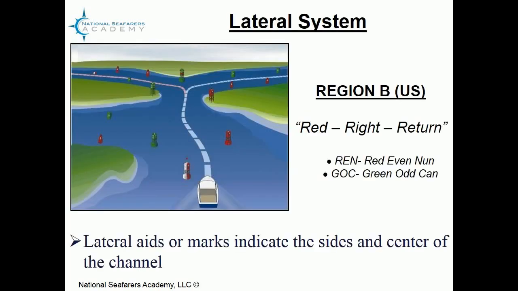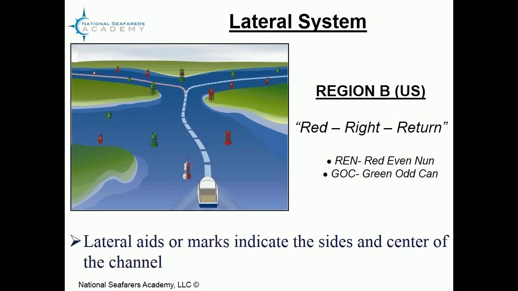Lateral aids or marks indicate the sides and center of the channel. Again, the U.S. is in Region B, so we use the red, right, return method. So when we return from sea, the red navigation aids will be on our right or starboard side, and the green navigation aids will be on our left or port side.